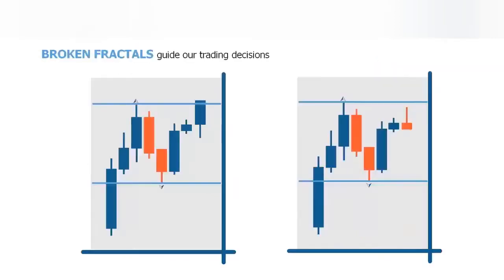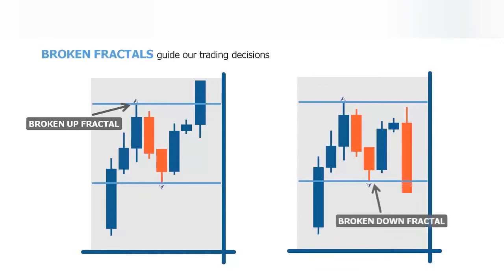A broken up fractal is where the price, to the right of the fractal, has broken the high price of the candle where the fractal has formed. This is shown by the line placed at the high of the candle, just below the fractal. A broken down fractal is where the price, to the right of the fractal, has broken the low price of the candle where the fractal has formed. This is shown by the line placed on the low of the candle just above the fractal. Note that the fractal can be broken by either the wick or the body of the candle. It does not make a difference. Broken fractals play a key role in the Forex beginner strategy.